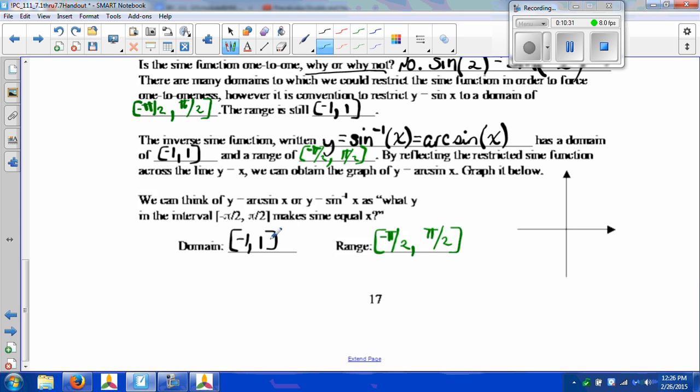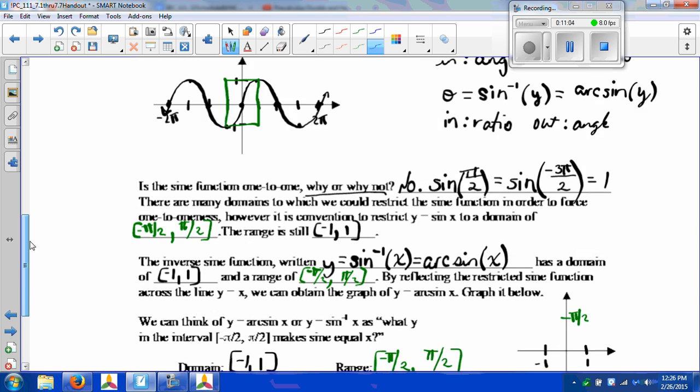Notice these don't even look like angle values. If my domain is negative 1 to 1, then that's going to be here and here. And if the range is negative pi over 2 to pi over 2, then that's going to be here. These are totally different scalings. This is a scale of 1, and these are scales of pi over 2. And then I'm going to graph my sine function.